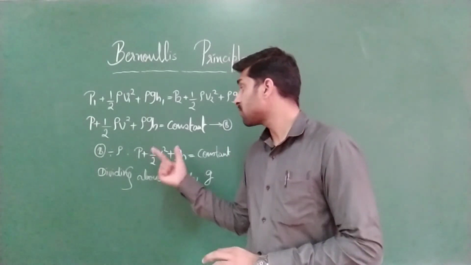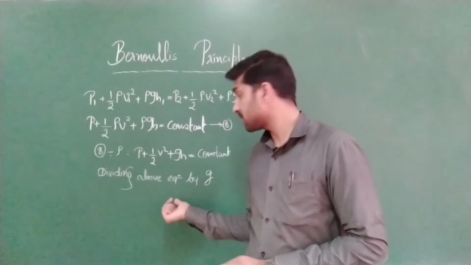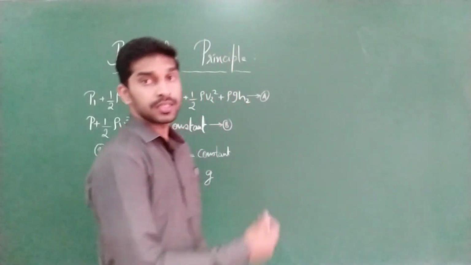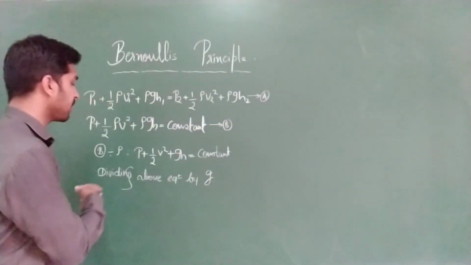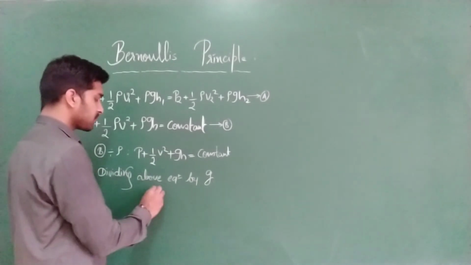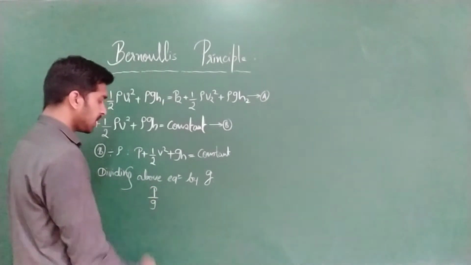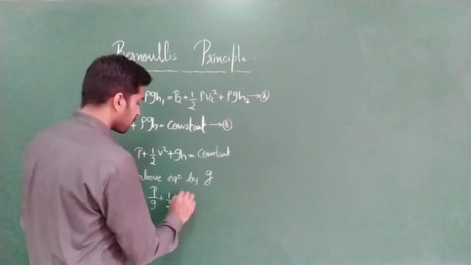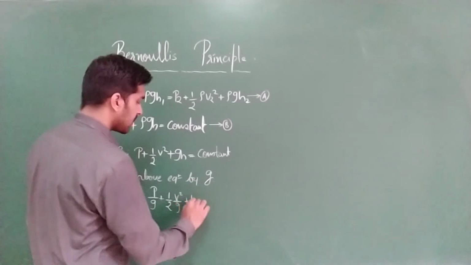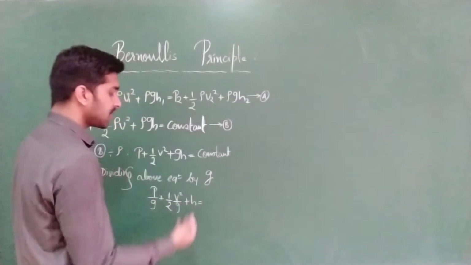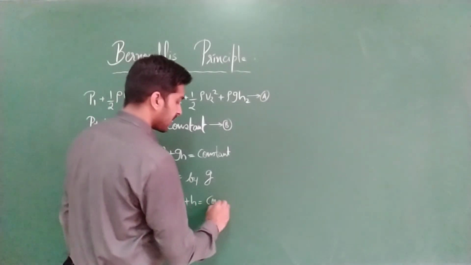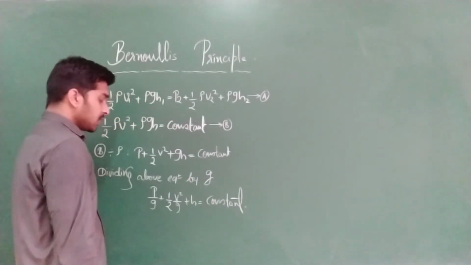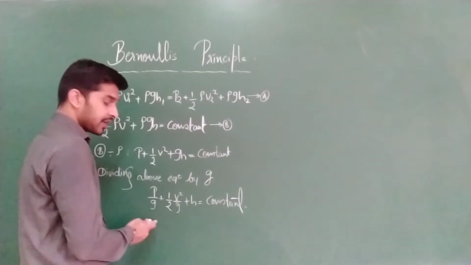Next, for this equation, we are now going to divide by G. Let us check what we are going to get. Dividing the above equation by G: first, P by G, plus half V square by G, plus H is equal to constant by G, that is also a constant. So finally we write only constant. These three terms are very important.